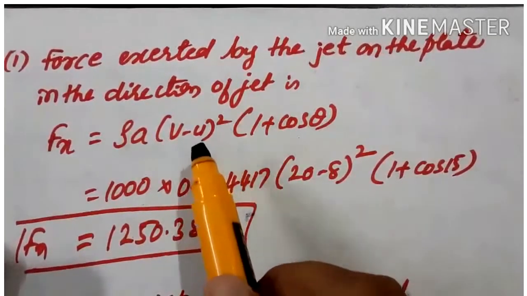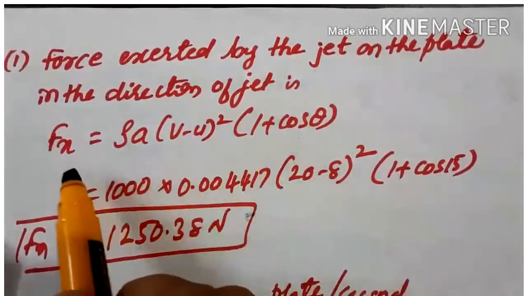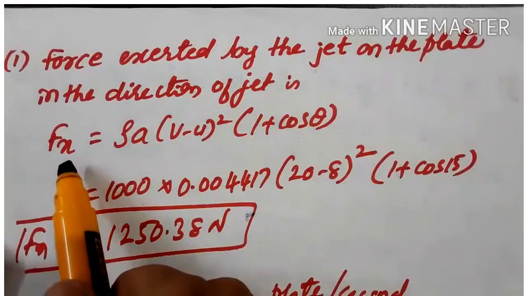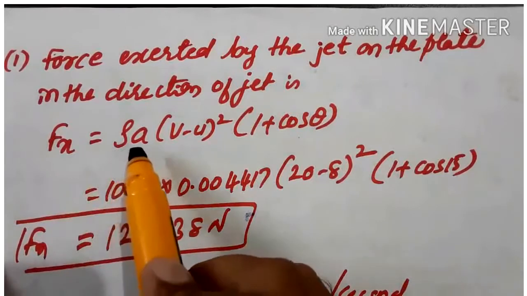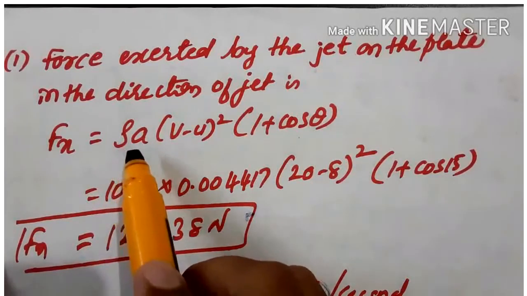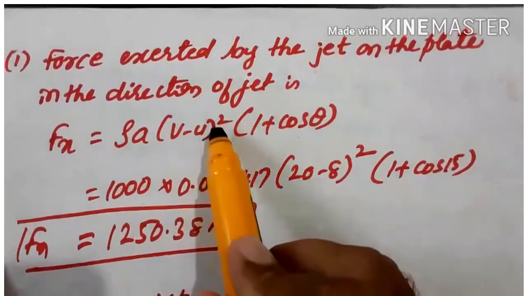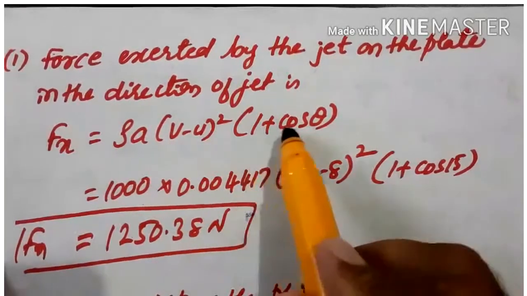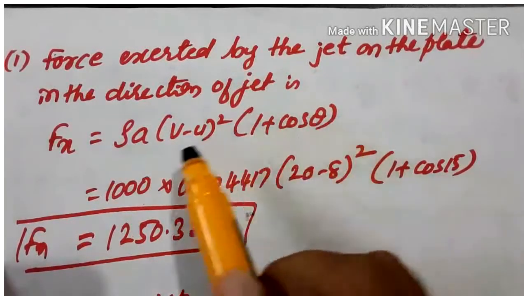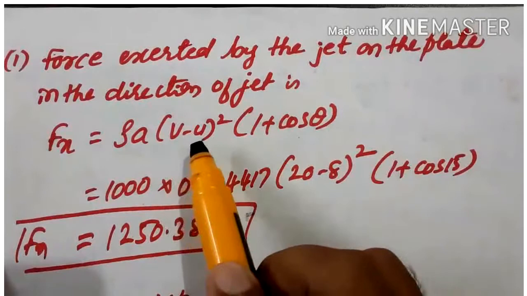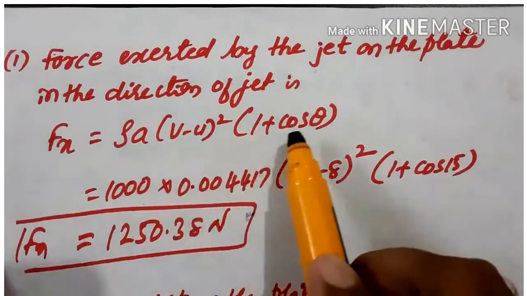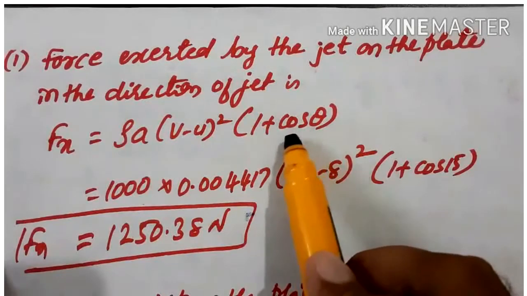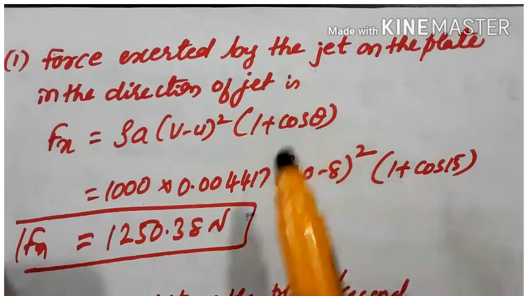The jet is also moving and the vane is also moving. The equation for the force exerted by the jet in the x direction, we have already derived: rho a into bracket (v minus u) whole squared into bracket (1 plus cos theta). Here v represents the velocity of the jet and u represents the velocity of the plate, which is given in the problem, and theta is the angle of exit.